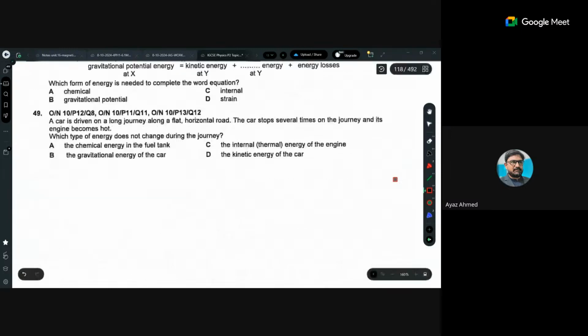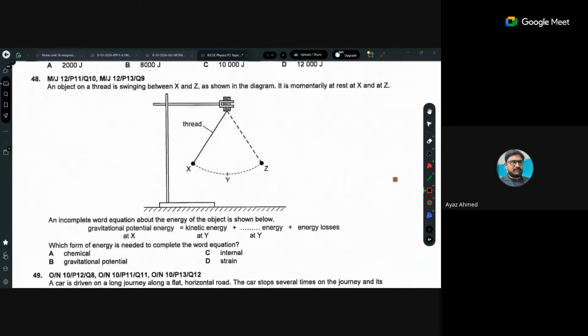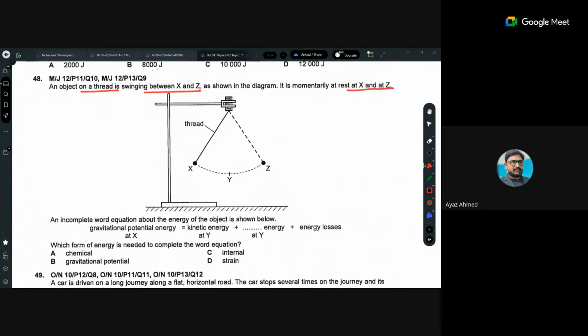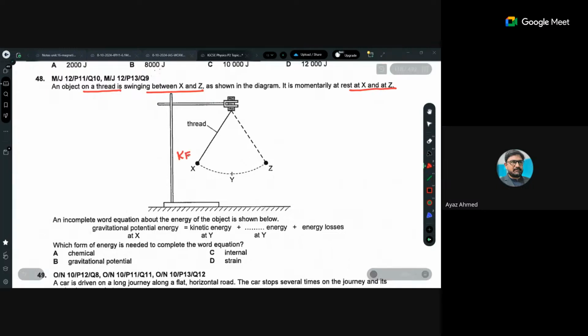I hope that, yeah, one more question which is here, question number 48. These are the tough questions, descriptive ones. An object on a thread is swinging between x, y, and z. It is momentarily at rest at x and z. It means here your kinetic energy is zero, right? Again, here your kinetic energy is zero.